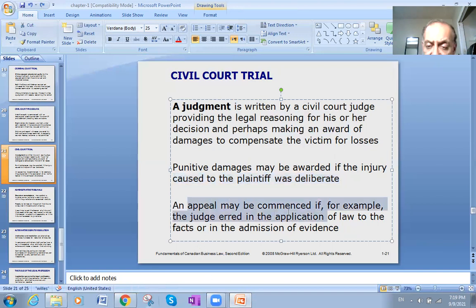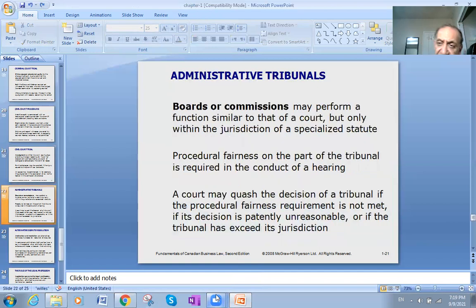An appeal may be made if, for example, the judge erred in the application of law to the facts or in the admission of the evidence. That's what we said before. Any mistake from the judge, you can appeal. Appeal means go to the higher levels of courts and say there was something wrong. Here, for example, the admission of the evidence: the evidence was not enough, and he depended only on this evidence and issued his own estimation and judgment based on insufficient evidence that does not support the decision.